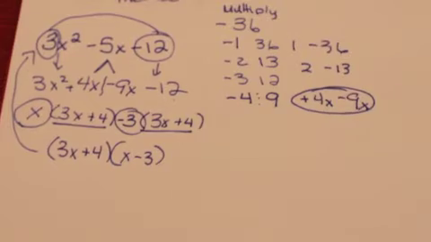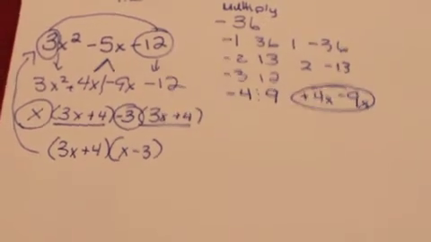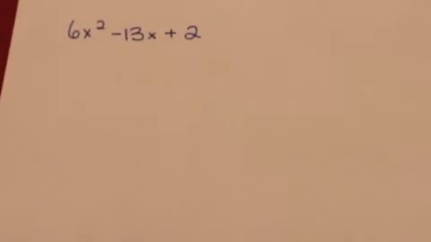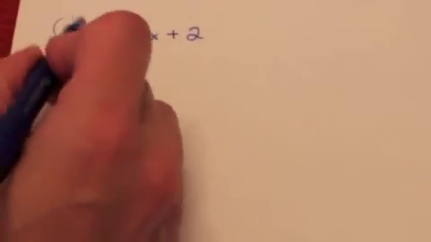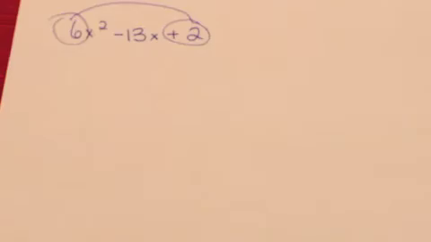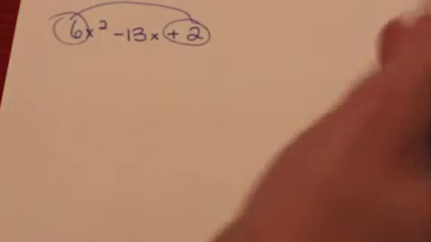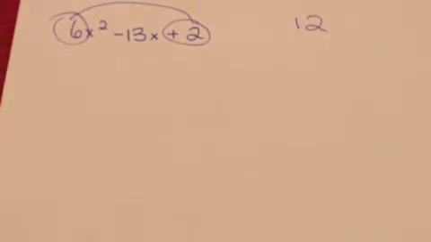Okay, one more example. I'm going to choose 6x squared minus 13x plus 2, which is the same as the trial and error method that you did or will do in the other video. So earmuff method. Take the 6 and the 2, multiply them together, get 12. You need two numbers that multiply to 12 and add to negative 13.